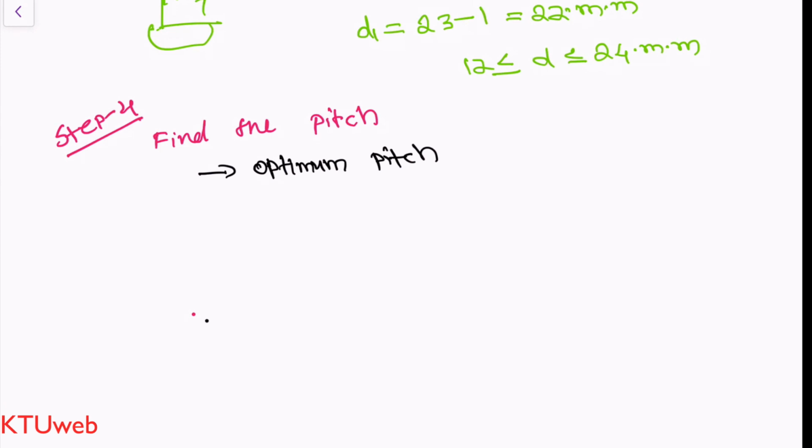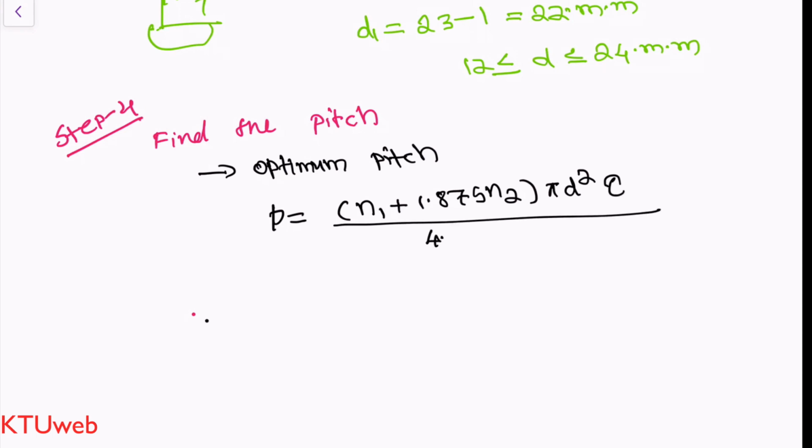You have to find your own equation in your data book. Locate this equation in your data book and you can easily use it. So pitch P is given by N1 plus 1.875 N2 into pi into d square tau divided by 4t sigma t, plus d. So this is a standard equation to find optimum pitch. We have this data right here.